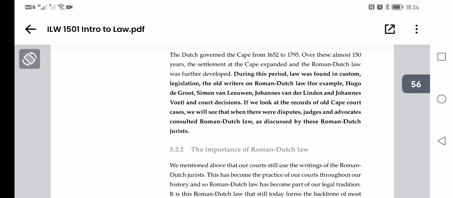If we look at the records of the old Cape Court cases, we will see that when there were disputes, judges and advocates consulted Roman Dutch law as discussed by these Roman Dutch jurists.